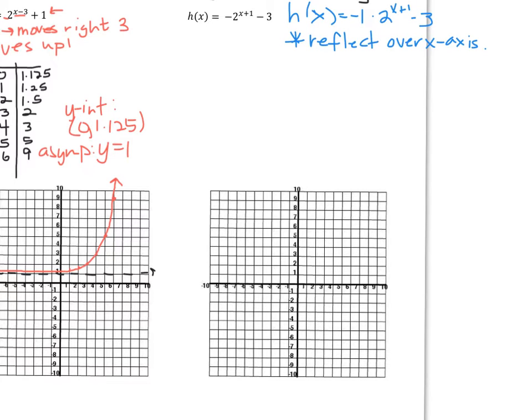And now let's look at our exponent, x plus 1. That's actually going to move everything to the left 1. And then the minus 3 is going to translate or move everything down 3.